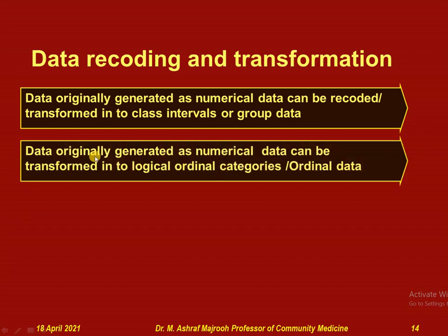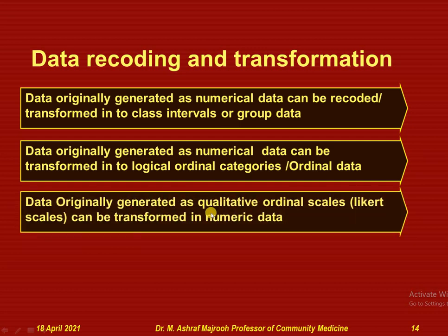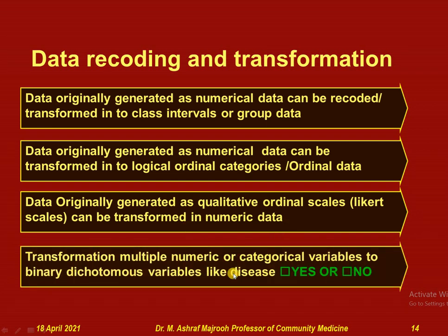And in the second condition, data originally generated as numerical data can be transformed into logical or ordinal categorical categories, or ordinal data scales. Data originally generated as qualitative ordinal scales, commonly known as Likert scales, can be transformed into numeric data. This is the third condition. And in the fourth condition of transformation, multiple numeric or categorical variables are transformed to binary dichotomous variables like disease, yes or no.